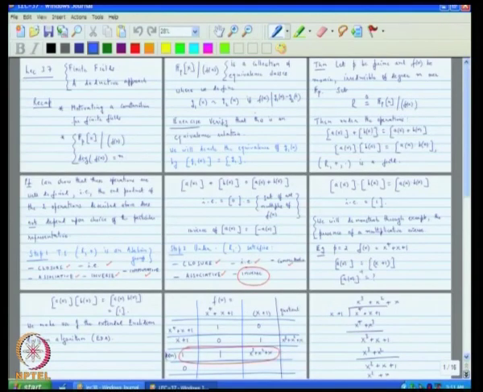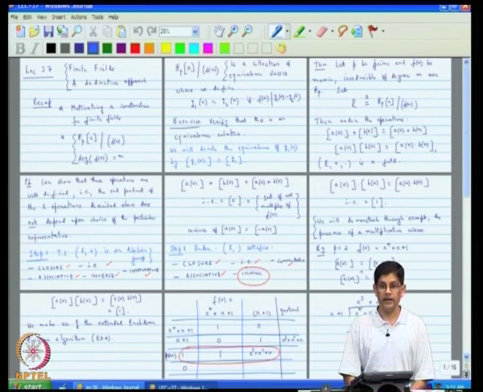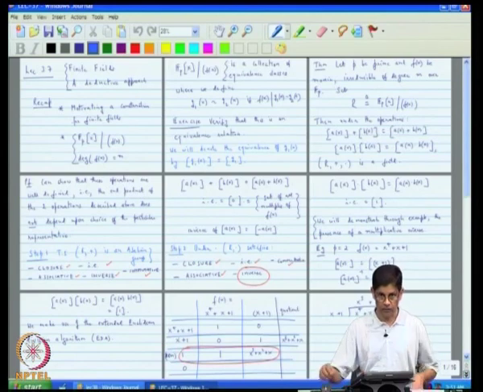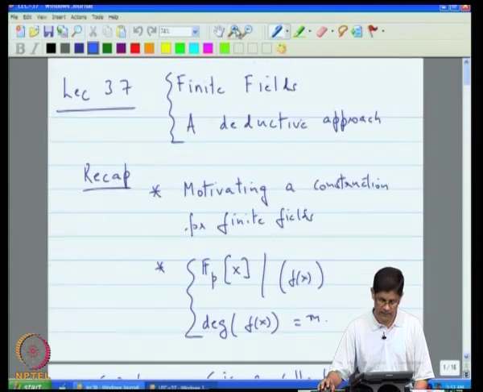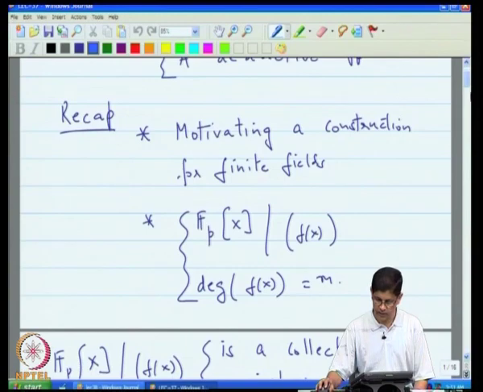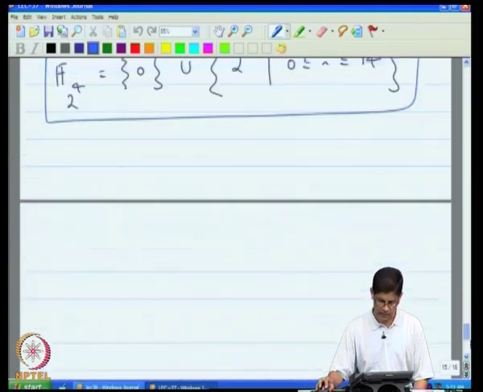we were talking about finite fields, and although I had labeled the lecture finite fields a deductive approach, we really didn't get a chance to go into the deductive approach. We spent most of the time recapping our earlier discussion on construction of a finite field, but we completed that. And so, at the end of the last lecture, we were just ready to begin discussing the deductive approach.